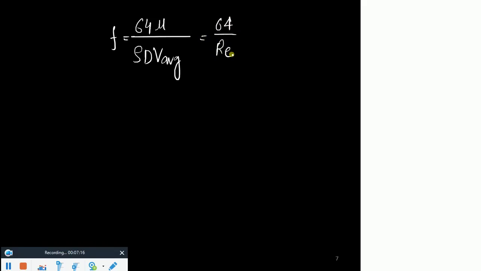Under the same topic, we also talked about this relationship that for laminar circular tube flow, the same case which I am talking about, f is equal to 64 mu over rho D V average, and that was equal to 64 by Re.